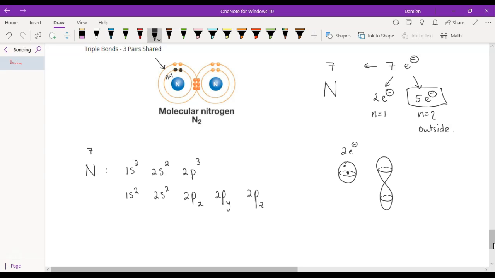Your p orbital can also hold 2 electrons. So let's say there's one there and one there. Now that would be just an example of a p orbital. That's one single p orbital. Let's say that's the py orbital.